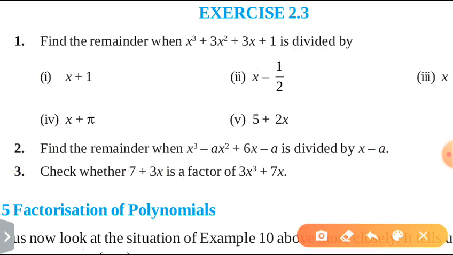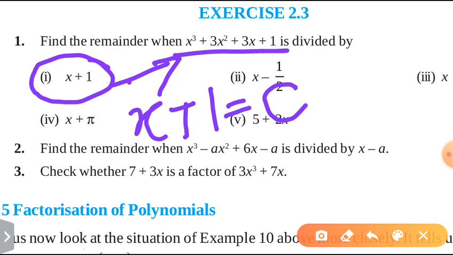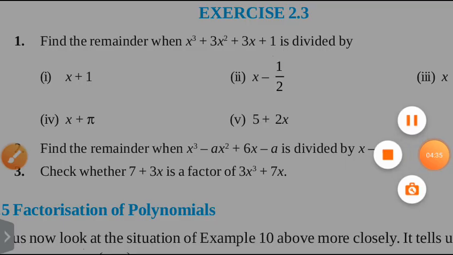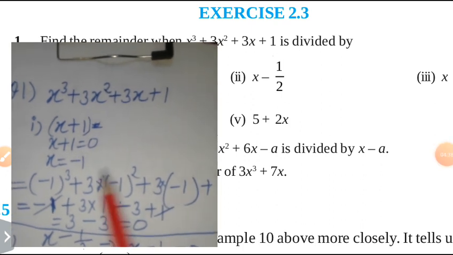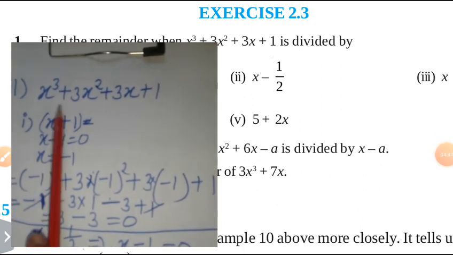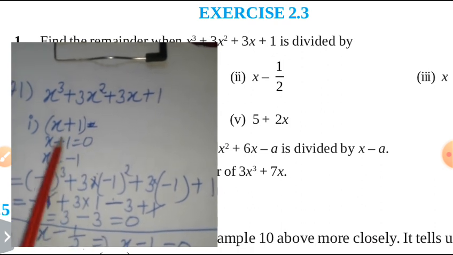So what will you do? You have to find the remainder when you divide this by this. This is the simple remainder theorem which we are going to apply here. First you will write x plus 1 equal to 0, then x equal to minus 1 in this question. Here are the questions which I have solved for you. The first part: this is the question, and you have to find the remainder when you divide it by x plus 1.